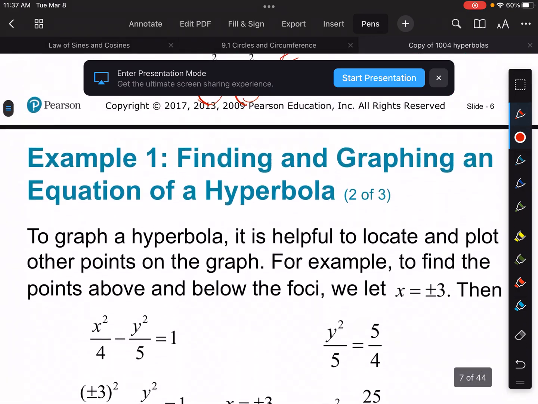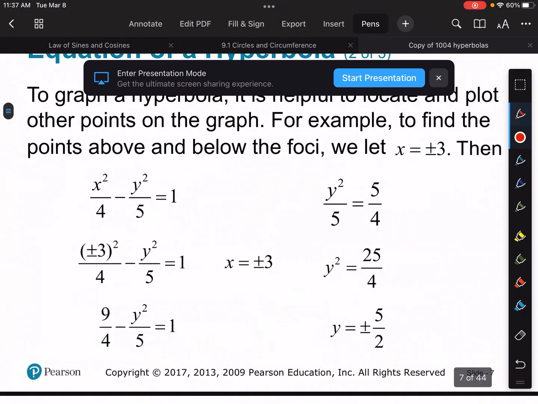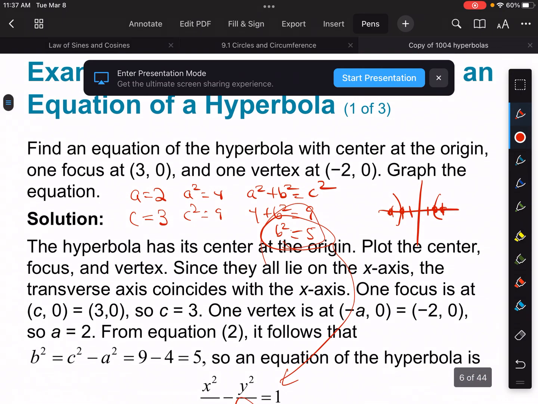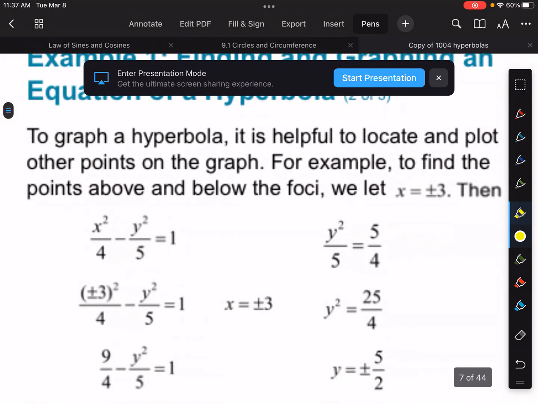All right, then if you're going to graph it, what they have you do here, you can pause the video and take a look at this, is choose the focus point, which has an x value of 3, and just plug it into your equation for the x. All right, so if you look at that carefully, that's what they're doing here.